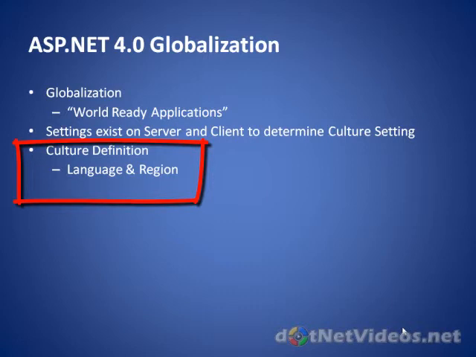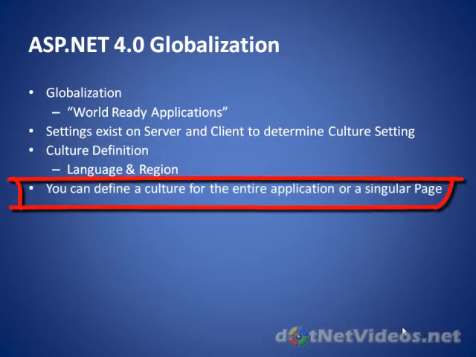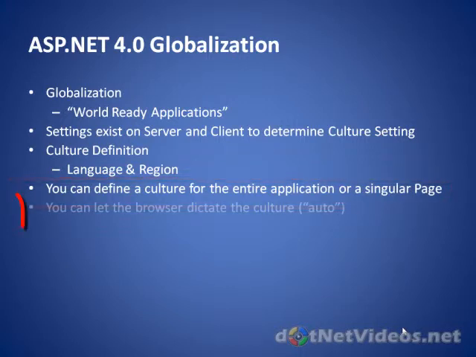You can imagine a language being spoken, such as French, that's spoken in Canada as well as France. So there could be various different nuances and dialects depending on the region you're in. So you can get that granular here. You can define a culture for the entire app, or it could be at the page level itself. You could even use resource files to get more granular than that.